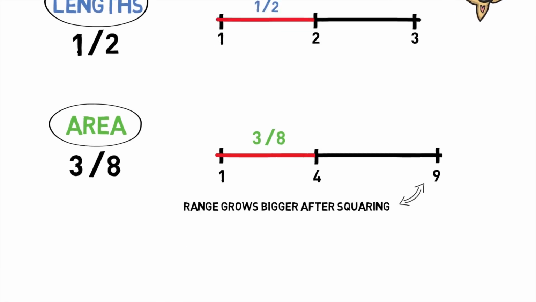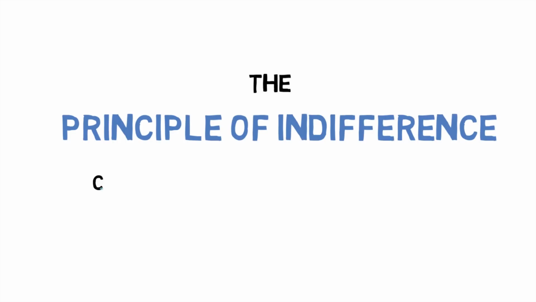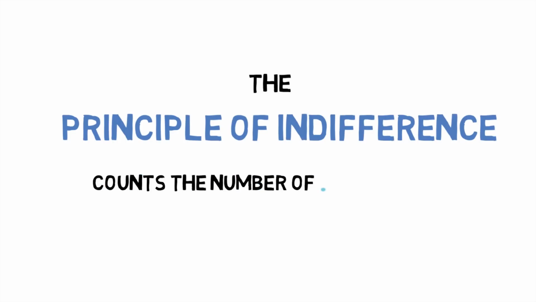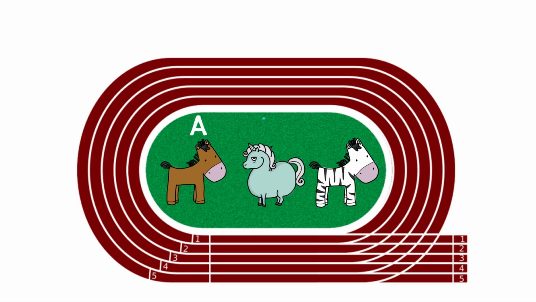Put another way, the paradox arises from a famous principle known as the principle of indifference. In its simplest form, the principle of indifference just counts possibilities. Imagine you're at a racetrack and 3 horses are running, A, B, and C. What's the probability that horse A will win? Well, 1 out of 3, obviously.